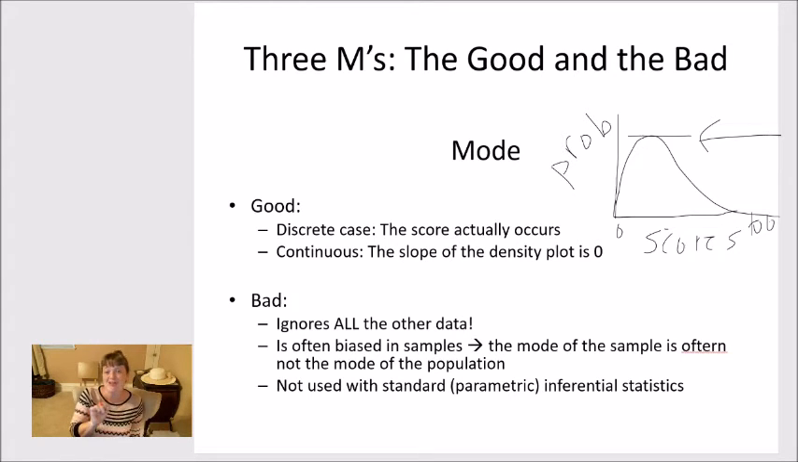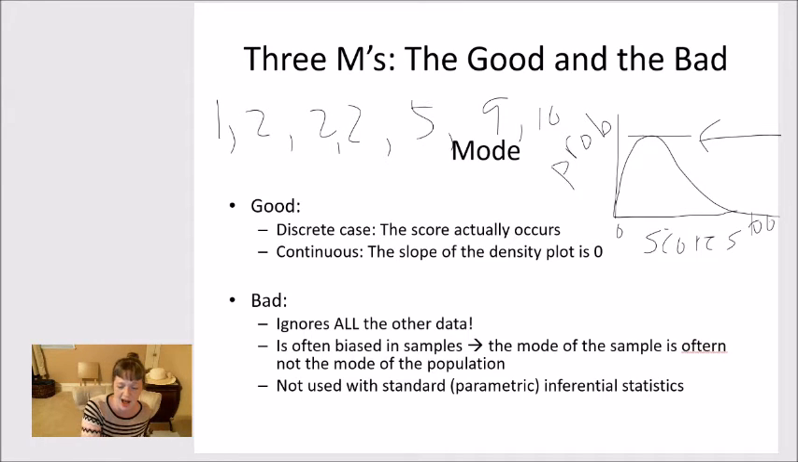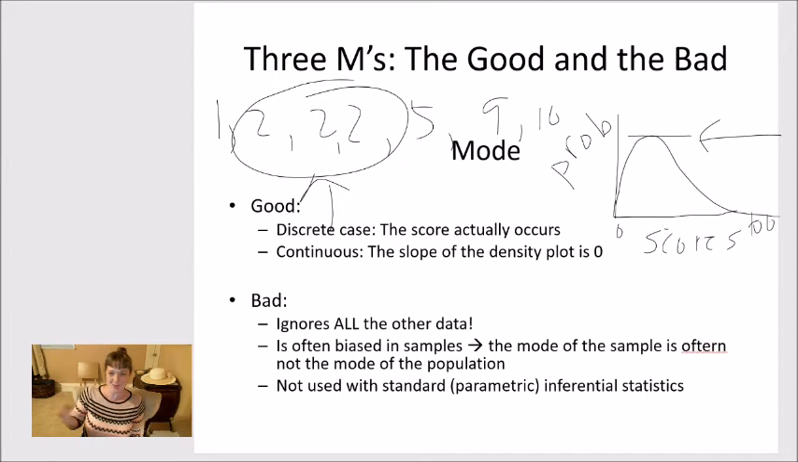You do need to know that the good thing about the mode in the discrete case is that it's a number that will actually occur in the data, right? Let's give you the discrete case again: 1, 2, 2, 2, 5, 9, 10. Here's the mode, and look, the mode is 2. It actually occurs in the data, right? This other thing for the continuous case is interesting for me.